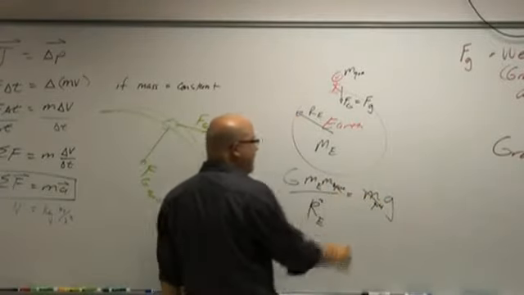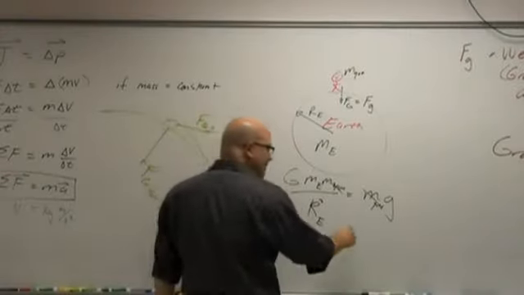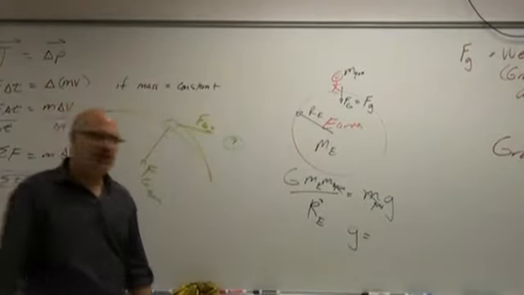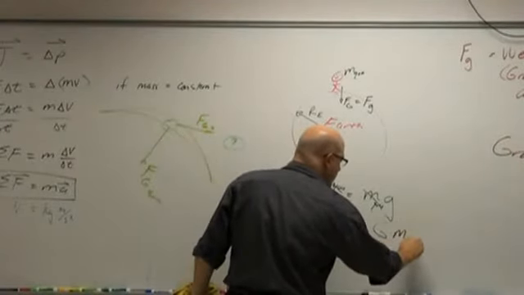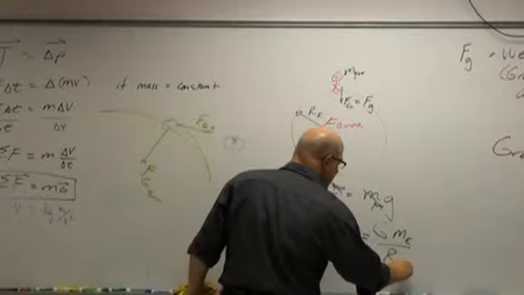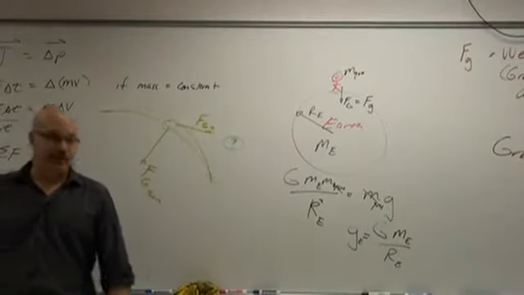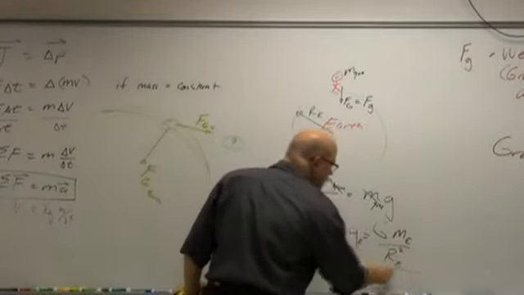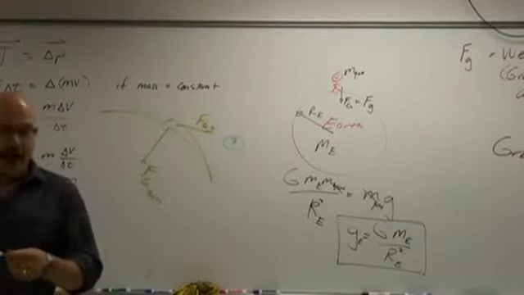So, wait. What does little g equal? That equals big G, mass of the Earth, over the radius of the Earth squared, and that gives you g for the Earth. Okay, you need to know how to do that. It's radius squared, isn't it? Oh, thank you. Radius squared. You need to know how to do that.